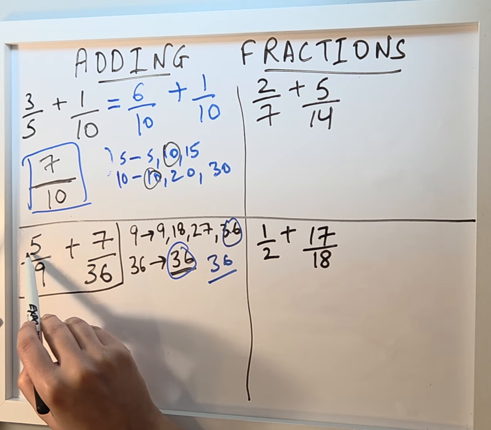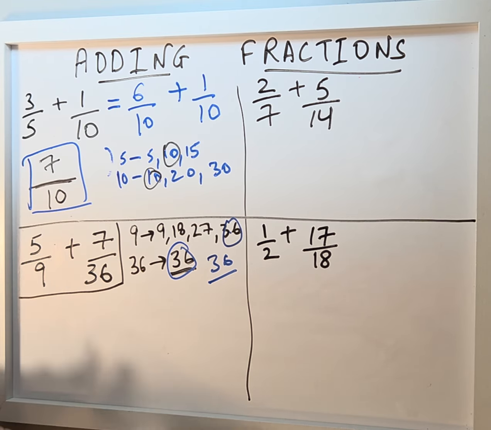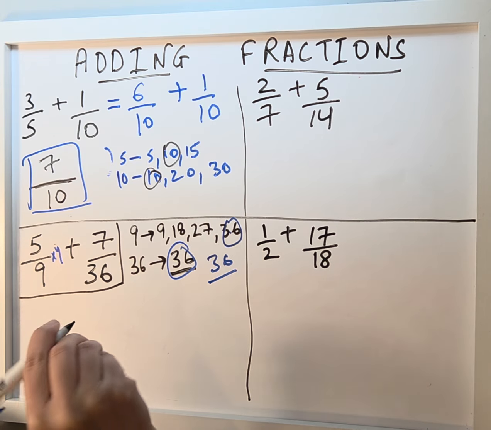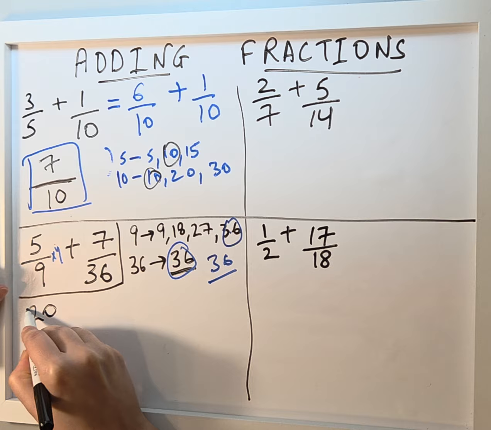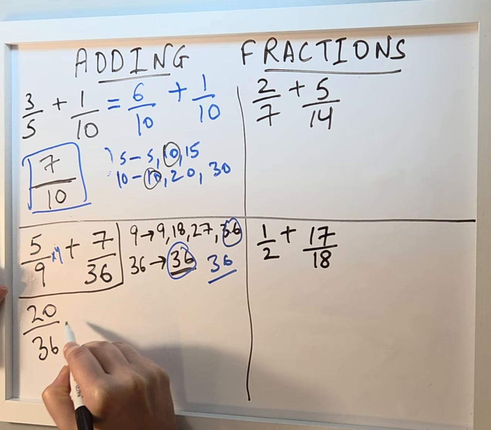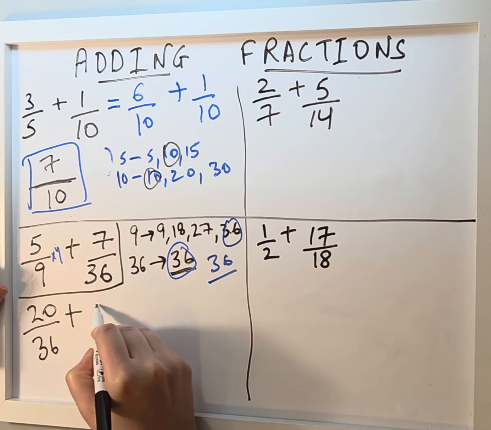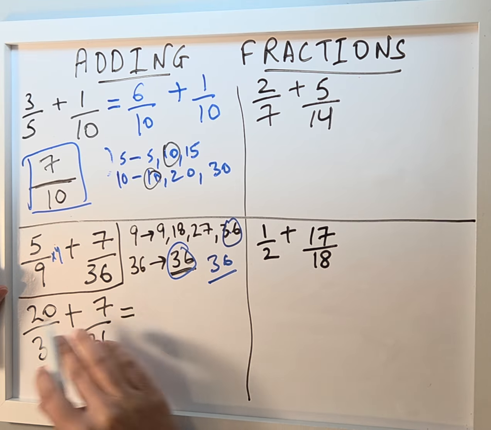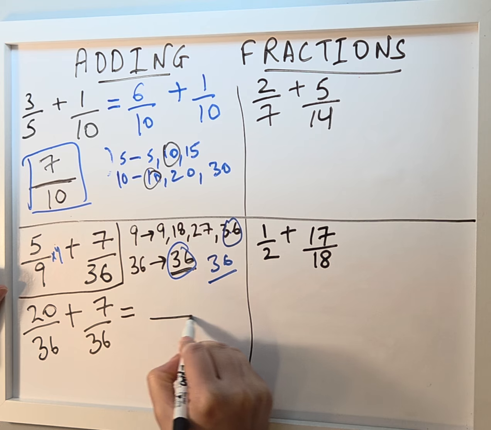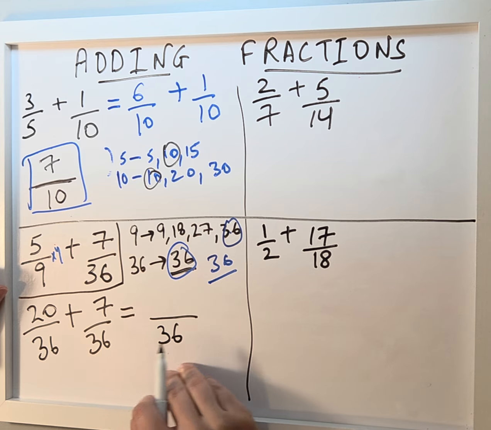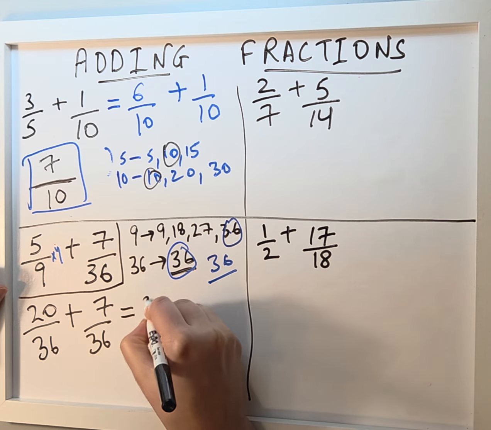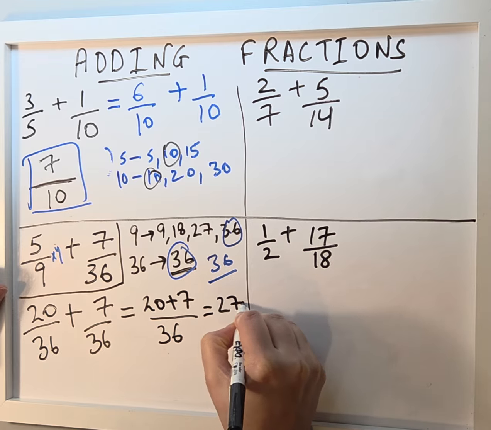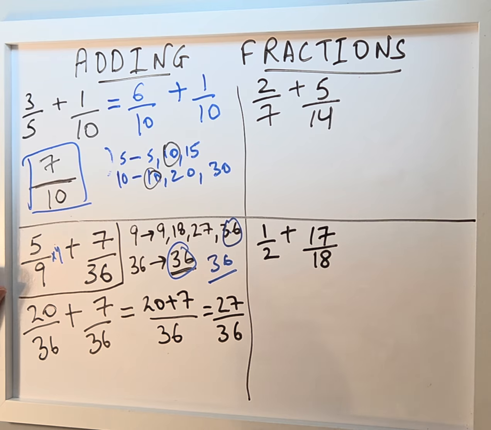Now for the first one, to make 9 equal to 36, we'll have to multiply it by 4 because 9 into 4 is 36. Similarly, we'll have to multiply 5 also by 4. So 5 into 4 is 20 and 9 into 4 is 36. In the second one, we have 36, so we keep it as is. So what will be the total? We keep the denominator as is and we do 20 plus 7. So we get 27 by 36.